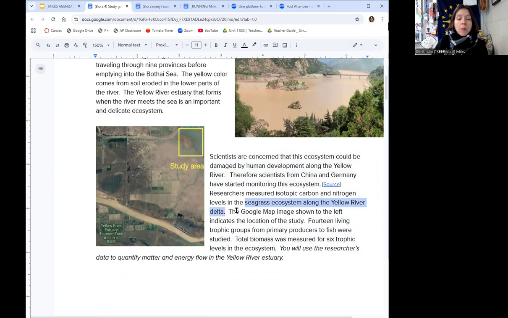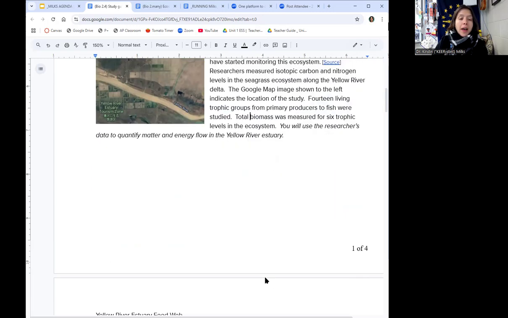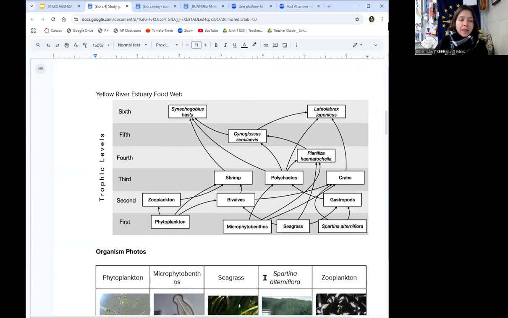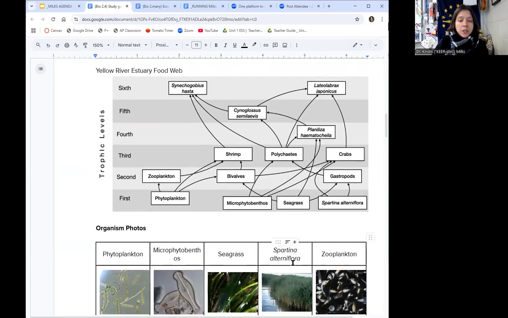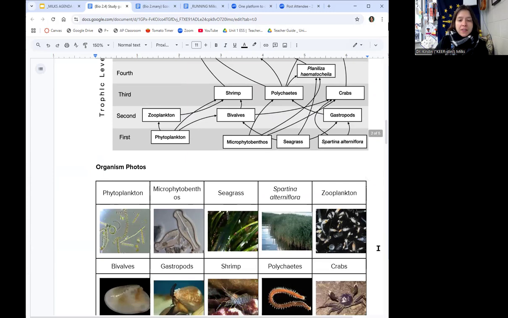The Google map shows to the left, indicating where the study happened. 14 living trophic groups from primary producers to fish were studied, and they measured the total biomass, that's the matter in the system. So here's the food web to show you. And then some of the organisms, it just says seagrass. And here's an example of seagrass.